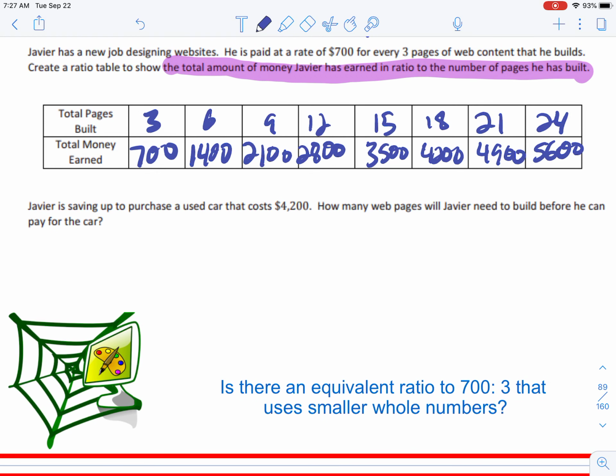So it says Javier is saving up to purchase a car that costs $4,200. How many web pages will Javier need to build before he can pay for that car? Well, looking at our table, let's find 4,200. It is right here at 18. So he would need 18 web pages. Okay? And that is how we're using a table to answer our questions. A table of equivalent ratios.